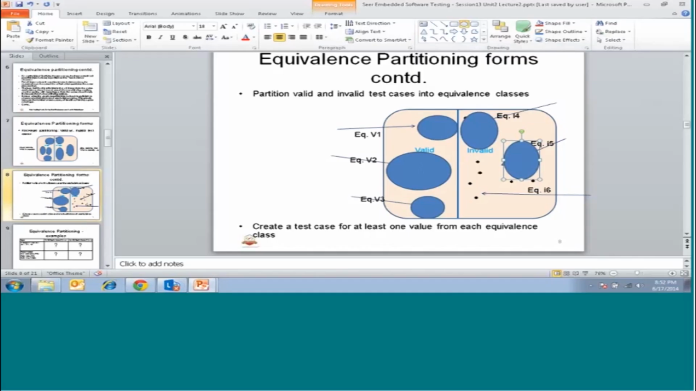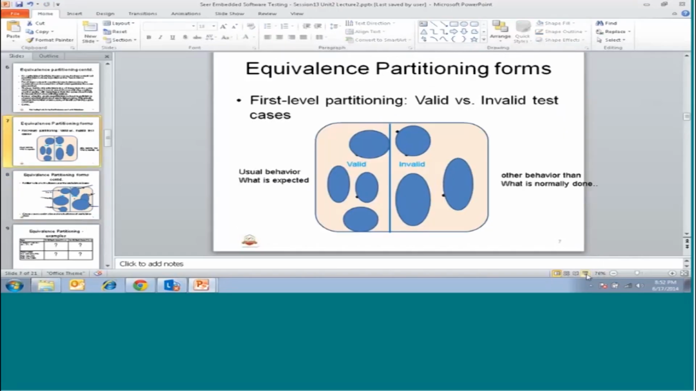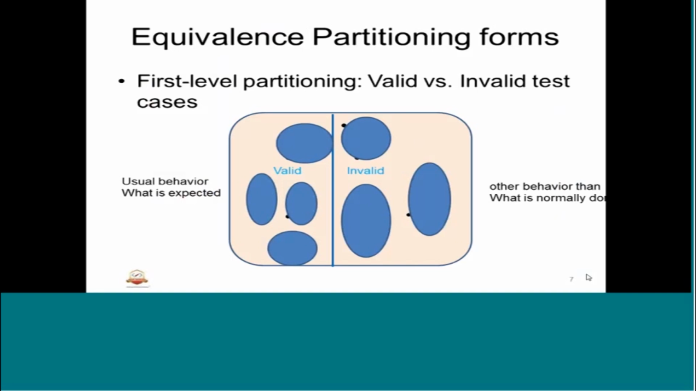This space, whatever we see, all the rest of them can be the other one. So 3 valid and 3 invalid. It again depends on what sort of test cases, what is the behavior of the system. So the first step is to identify all the test cases, then divide the sphere into two levels of partition. One is valid, the other one is invalid.